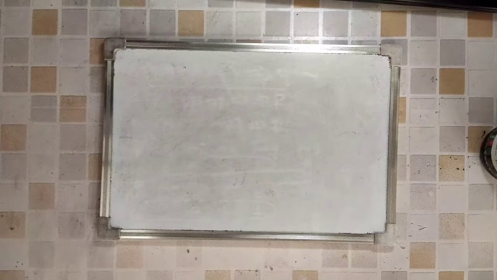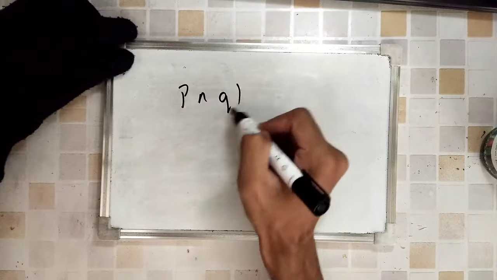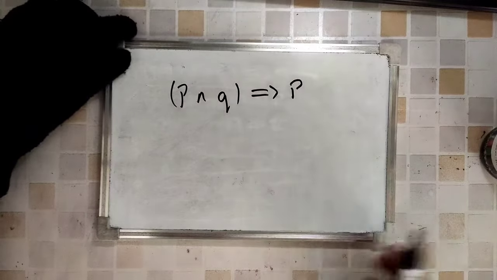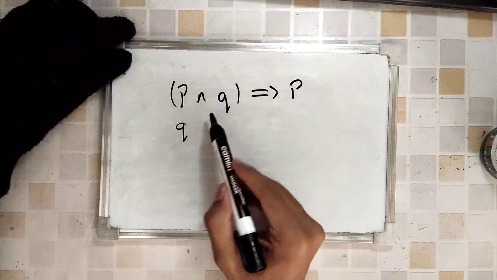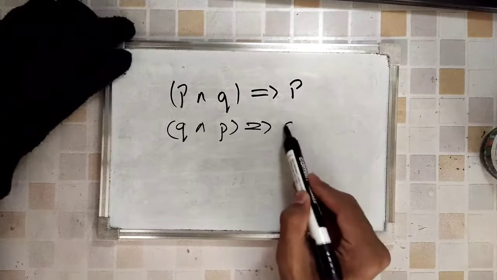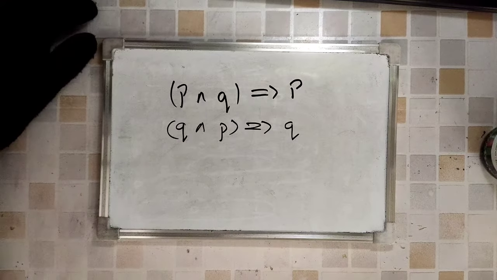Okay, so let me just start. First rule of inference. Okay, rule of inference: P and Q logically implies P. Similarly, Q and P logically implies Q. Okay, so this is one of our rules.